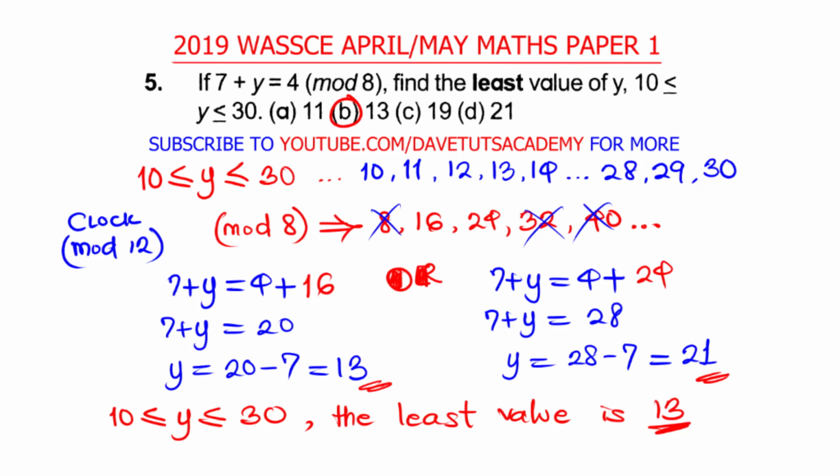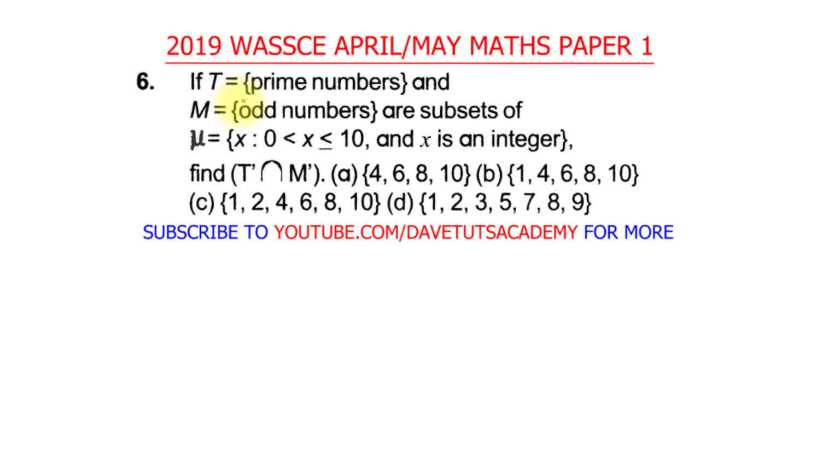All right. In this question, we are told that T is a set of prime numbers and M is a set of whole numbers, and the two of them, T and M, are subsets of the universal set, which is defined as X, in which 0 is less than X, which is less than or equal to 10, and X is also an integer. We are to find the complement of T intersects the complement of M. All right. So now, for us to solve this question, the very first thing is to define all of the sets that we are given.